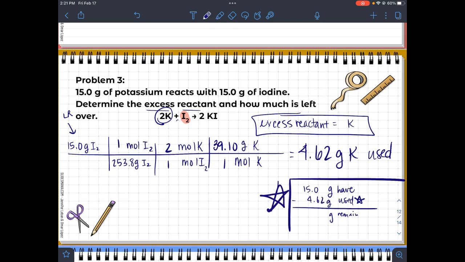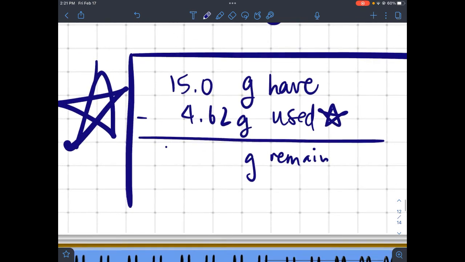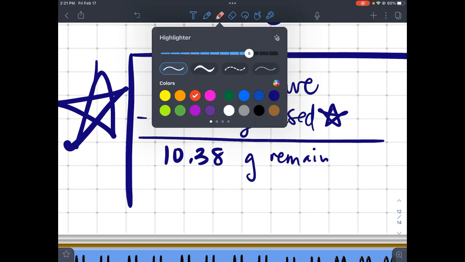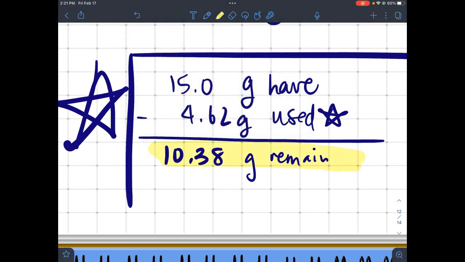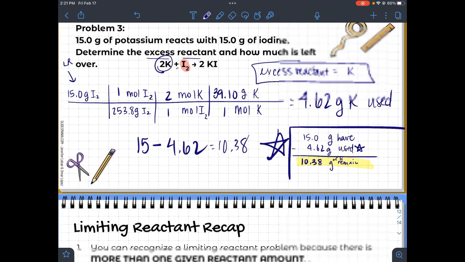So down here, we're ready for my final calculation. I have 15. Here's what I'm doing. I have 15 grams. I used 4.62, so I would subtract minus 4.62. And so my answer is 10.38. So I'm going to zoom in down here. 10.38 grams remain. I'm going to highlight here in yellow my answer. 10.38 grams of potassium remains. All right.